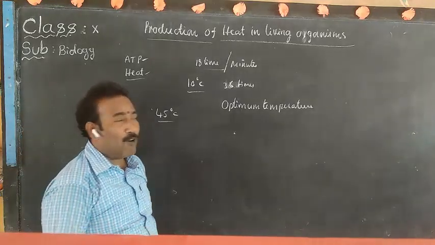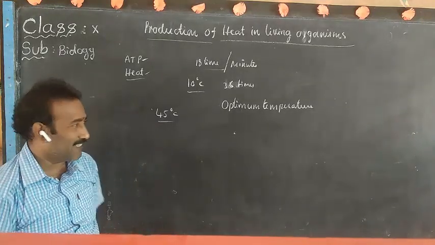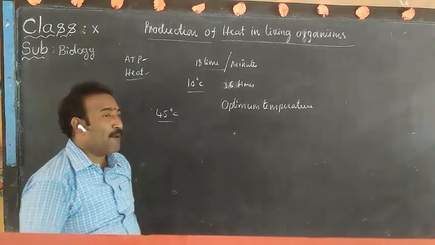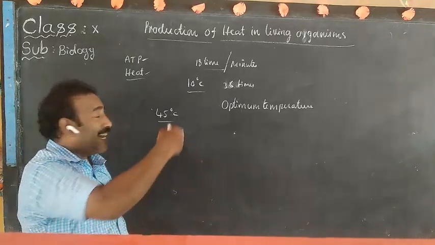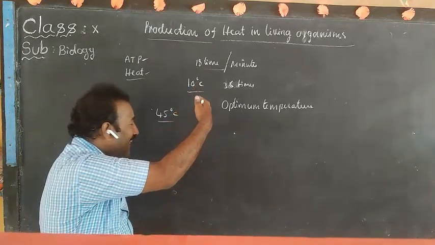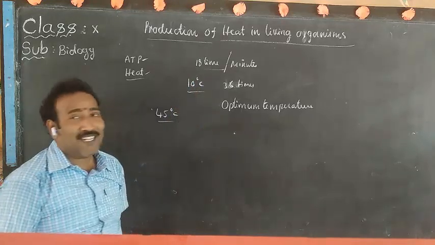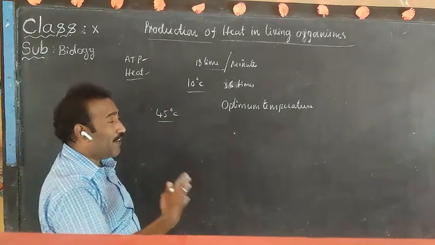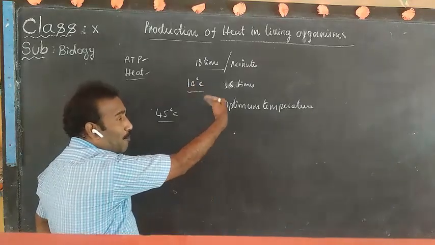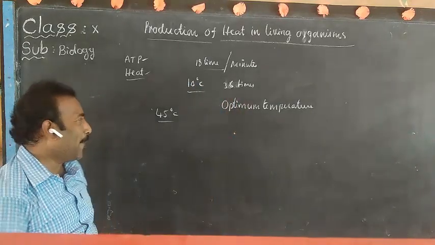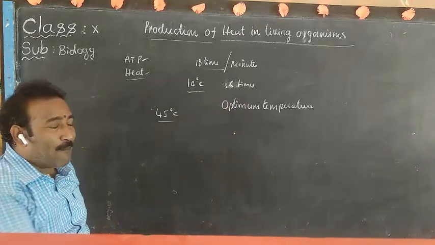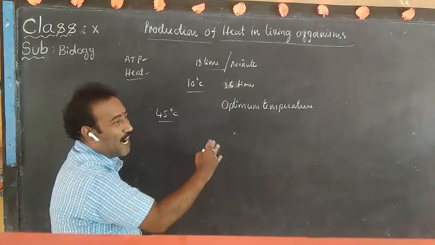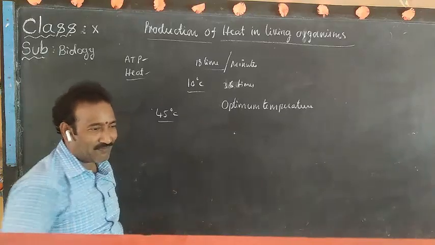Suppose you keep one person in a refrigerator, where the temperature is low. The rate of metabolic processes gradually decreases, and after some time the person will die. In the same way, if we keep a person in boiling oil, the rate of metabolism gradually decreases, and after some time the person will die.